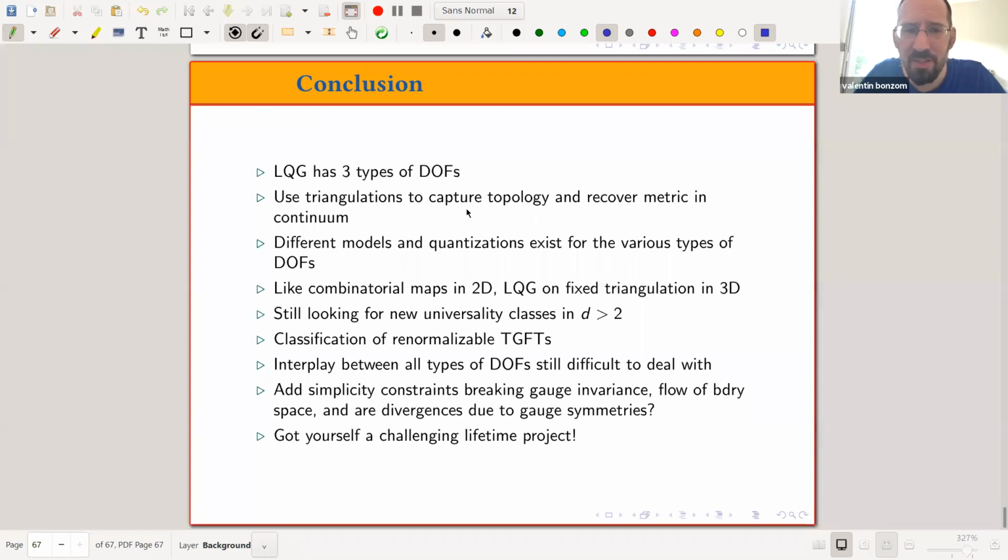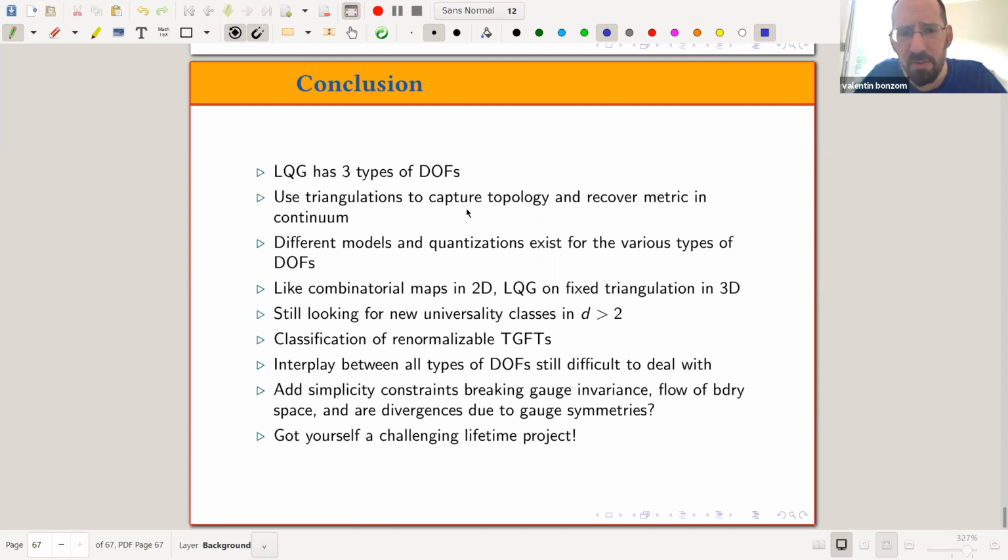And I insisted quite a lot also to make the case of triangulations, because they are both graphs, so you can use loop quantum gravity on them, and they also capture topology. And I think they are necessary to recover the metric in the continuum.